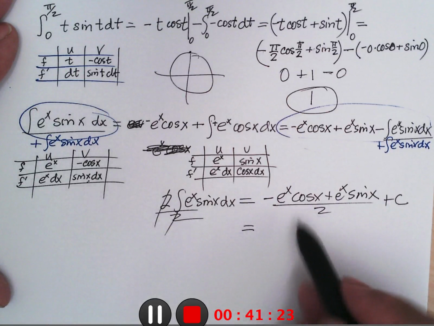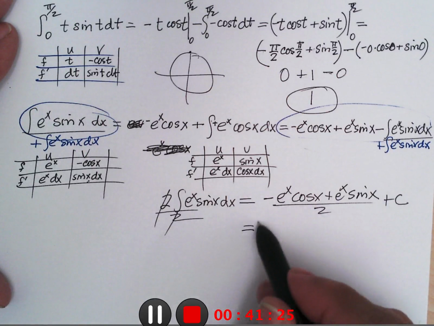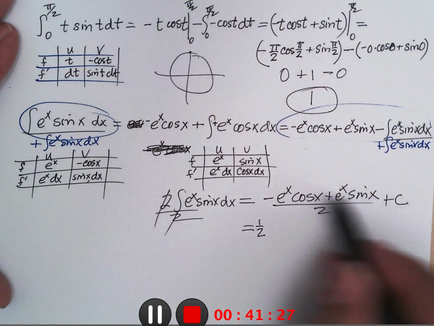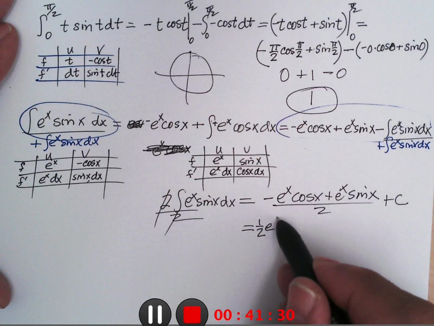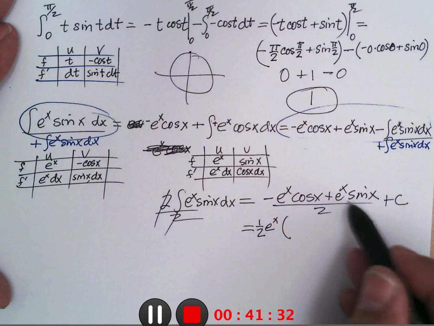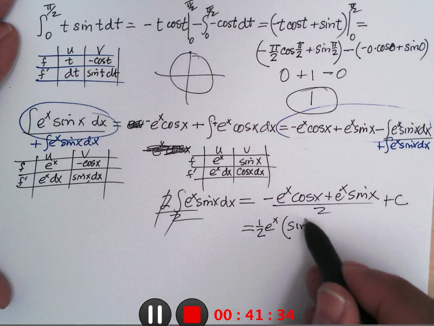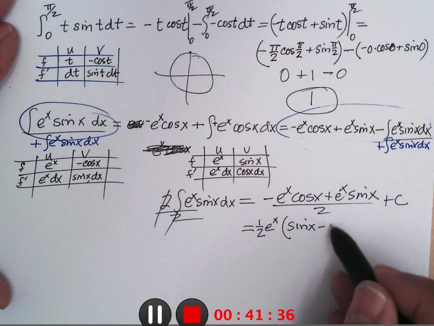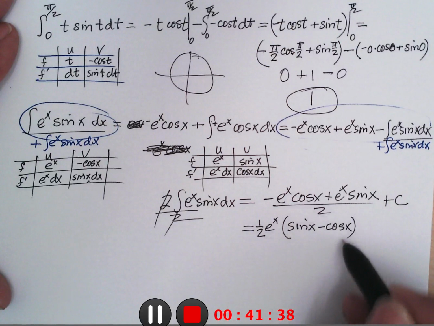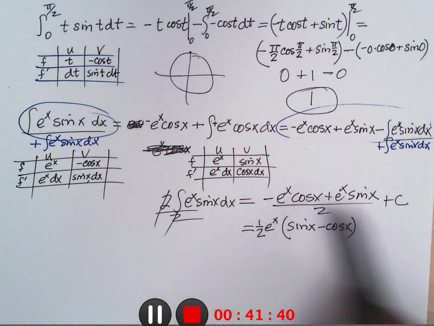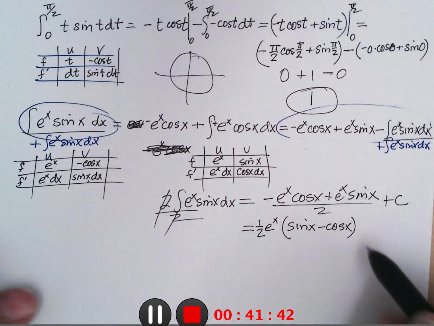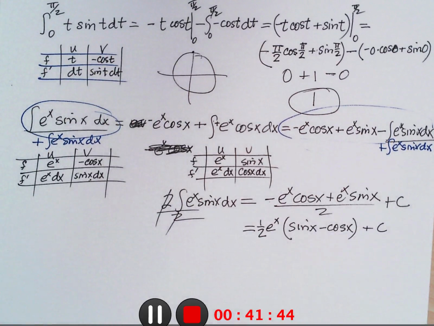Okay, so let's see if we can simplify this a little bit. I got a half, and then there's an e to the x in both of these. And then I would have a sine of x minus cosine x, a minus cosine x and a sine x, plus c. So let's do the antiderivatives of this and see if it works.